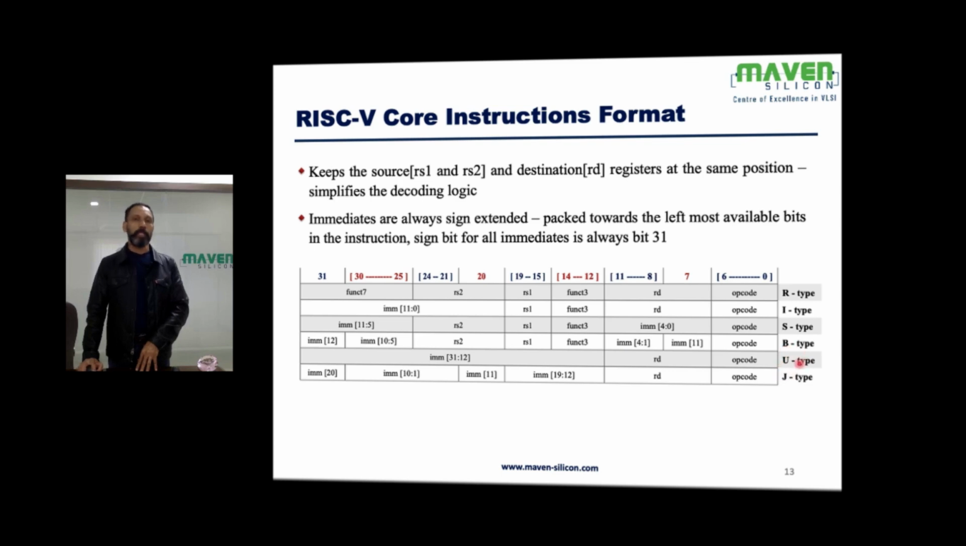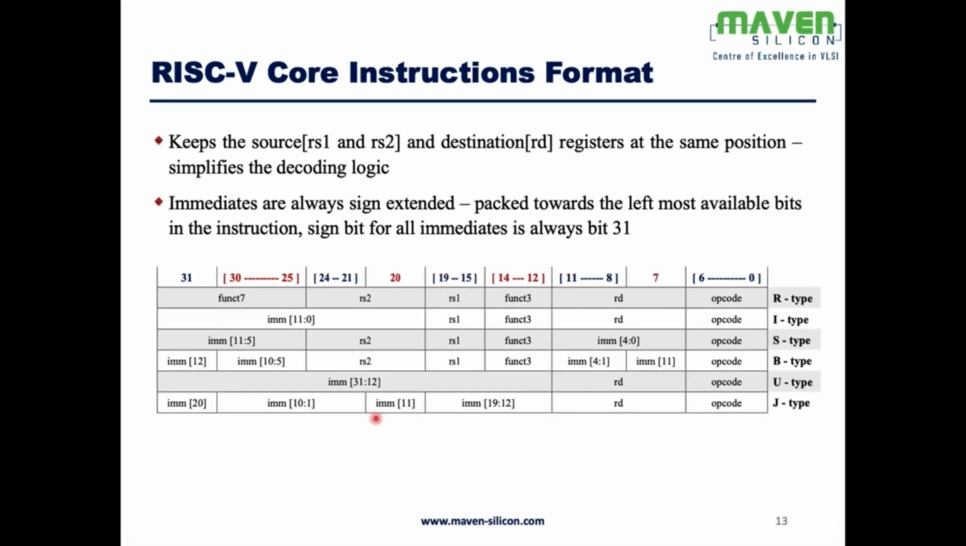U type, upper immediate. Whatever constant is defined by the immediate value, that constant will be stored in the destination register. So basically we are going to load the upper immediate, which means we need to keep this constant at the MSB. So we are going to append zeros at the LSB. We will look at this later on. The last one is J type, jump type. It's going to jump to a particular location and the address is defined by this immediate value.